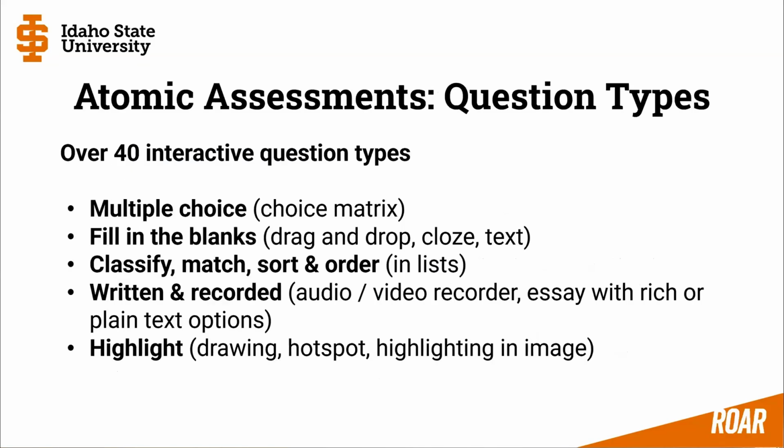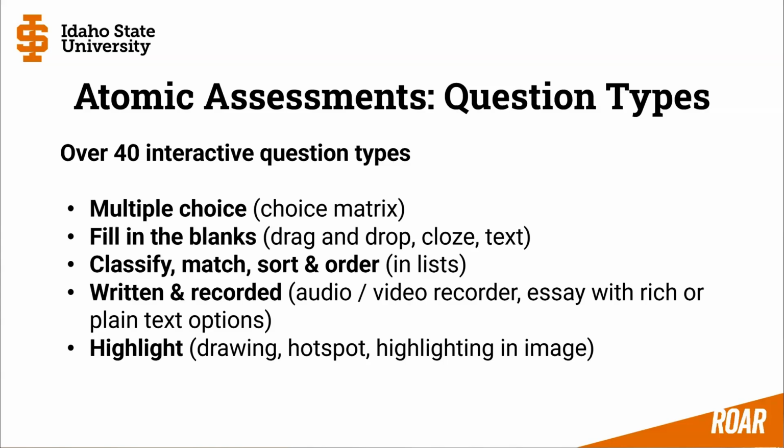So these are the different question types. There's over 40 interactive question types with Atomic Assessments. So multiple choice, there's a bunch of different options, but one of these is a choice matrix. So you can set that up for your students to have a choice matrix where they go through and make their choices. Fill in the blanks. This is where you'll find the drag and drop, a short answer, short essay, that kind of thing. So more of those interactive ones.